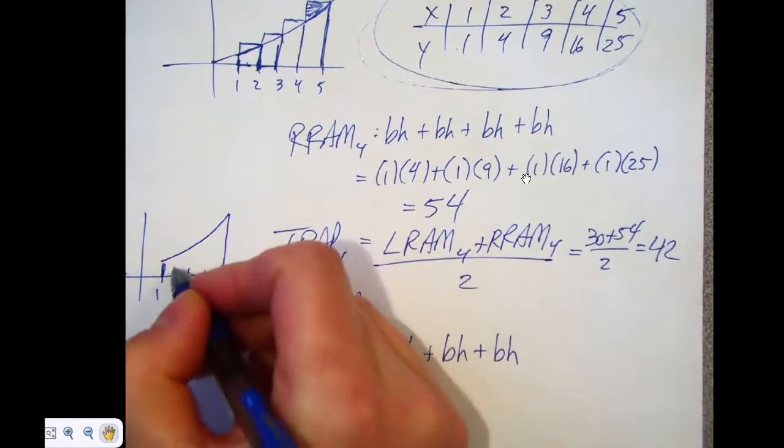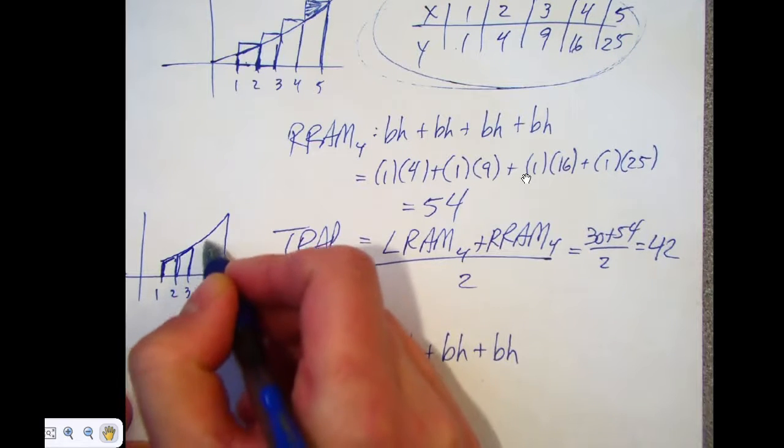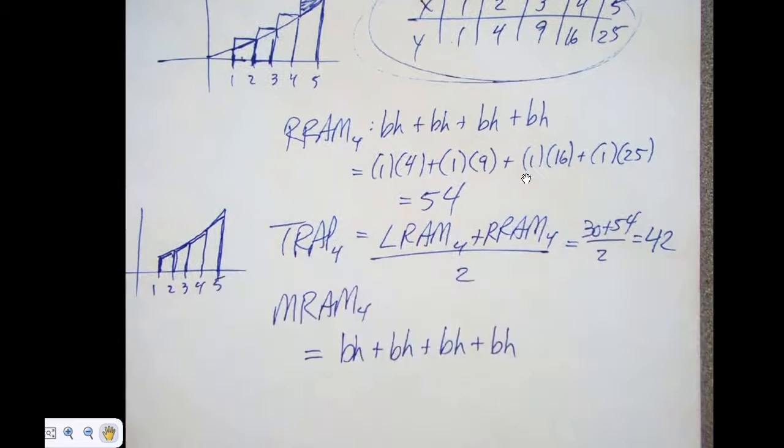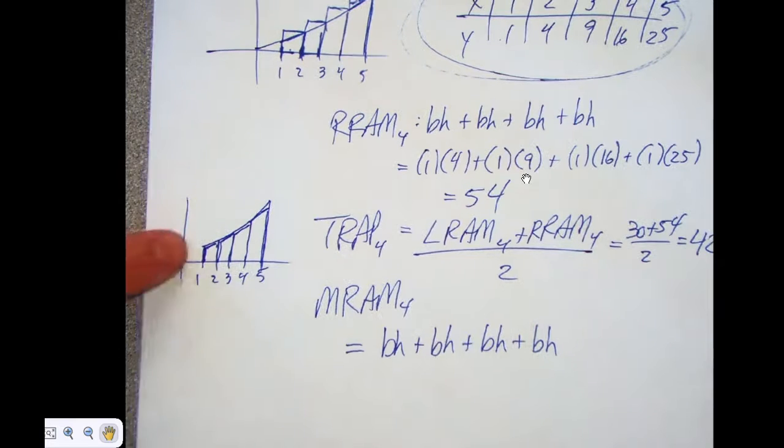So a trap would look like this. You'd go up on the left-hand side, up on the right-hand side, and connect them with a line. So this is certainly a better estimate than LRAM or RRAM, right? Yeah, because LRAM's an underestimate, RRAM's an overestimate, and they're kind of canceling out a little bit in this one. MRAM is the pain.